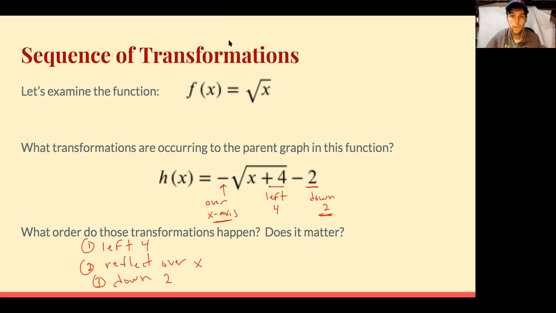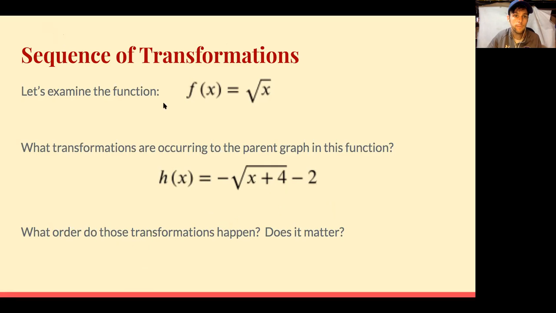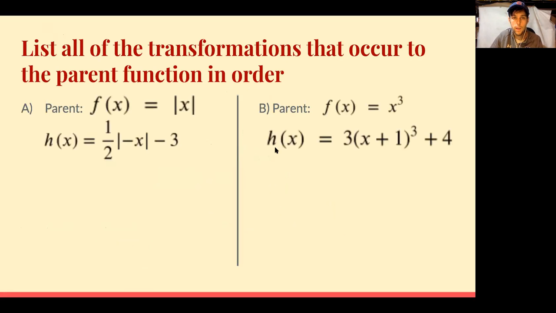All right, I'm going to clear these off and move on to the next one. All right, so we'll do 2 more examples of this based on the order that they would happen. Okay, so we have a parent function, absolute value of x, and our other parent function, cubic. We want to look at what's happening to it.